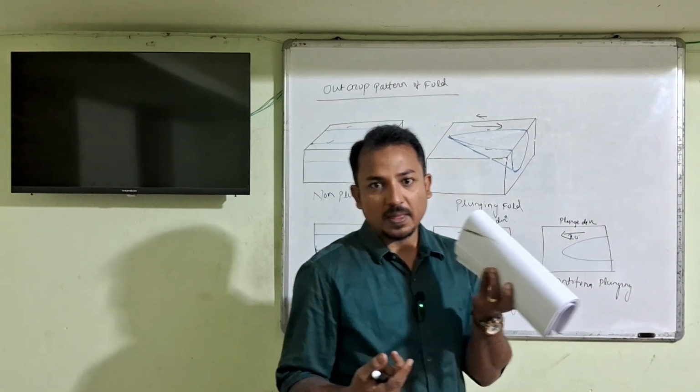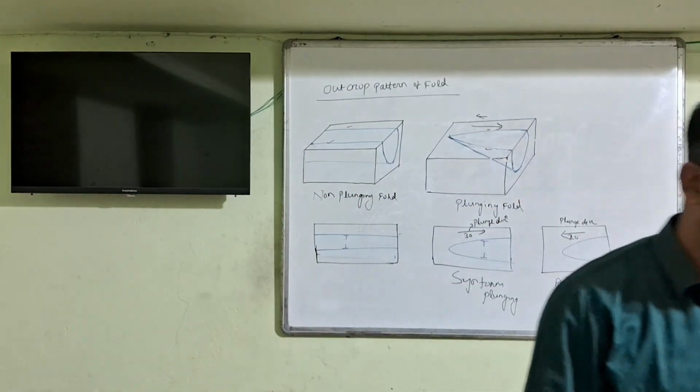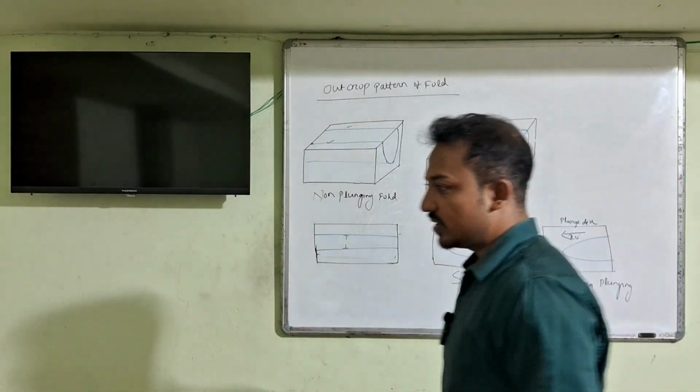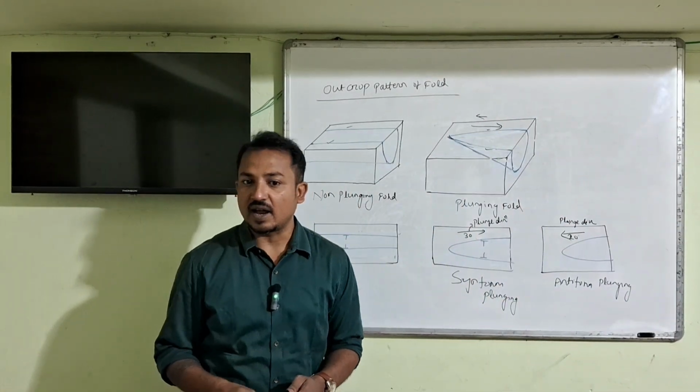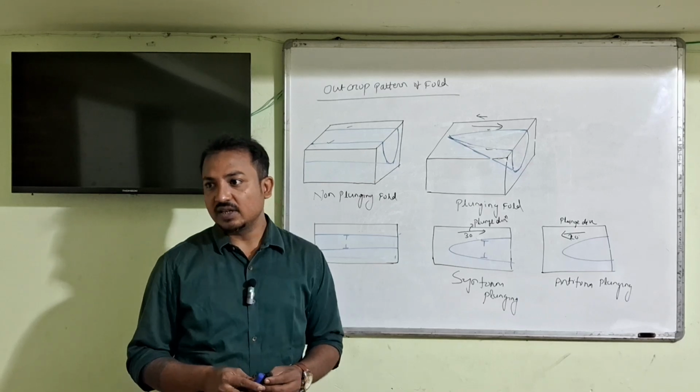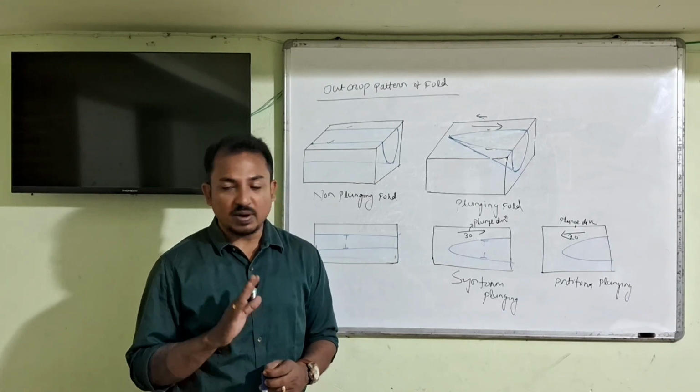So remember, if the fold axis plunges in the outcrop closure direction, it is your antiform plunging. If it is opposite, it is synform plunging.